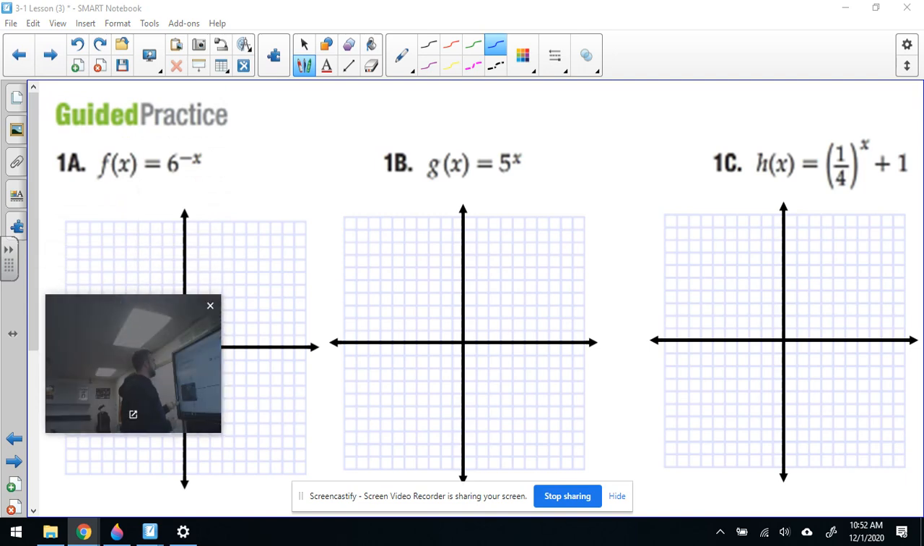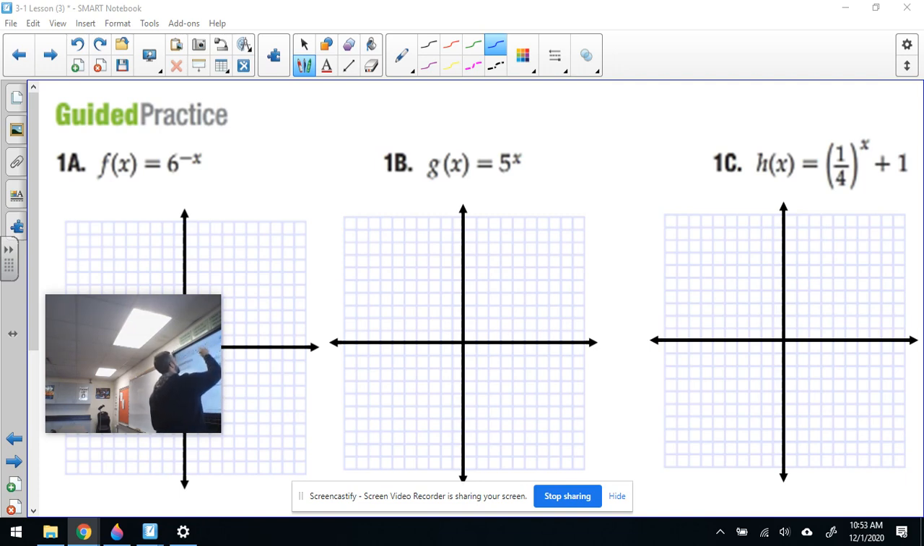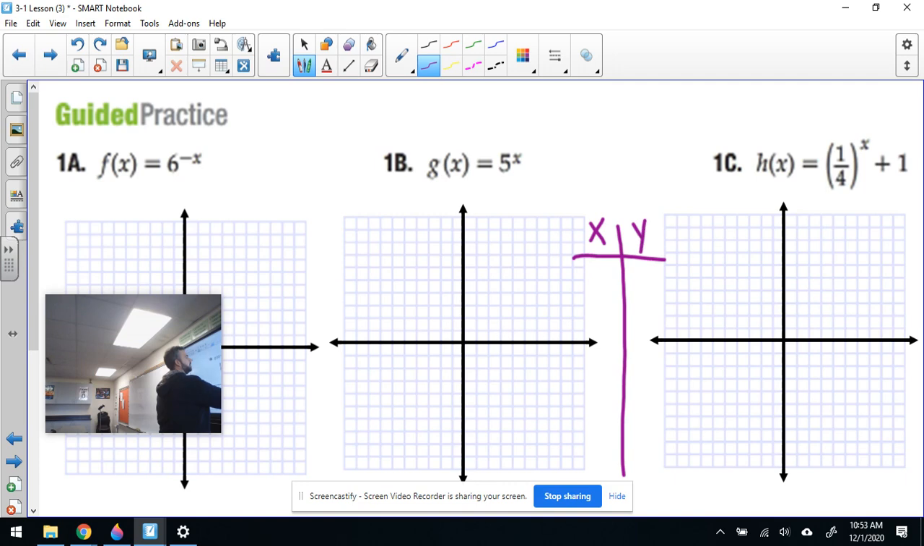We have 6 to the negative x, 5 to the positive x, and then we have a fraction one. So I'm actually going to look at that one right now. So let's start by making a table of values. That's something that we had done for us already, but we're not going to do that.